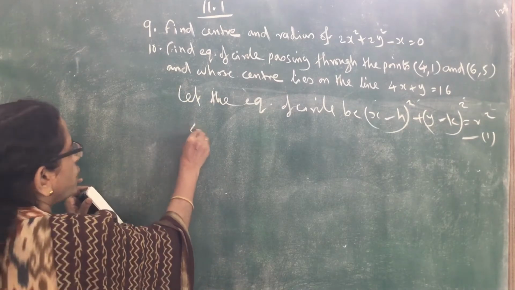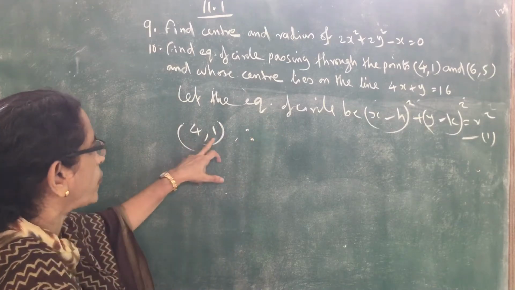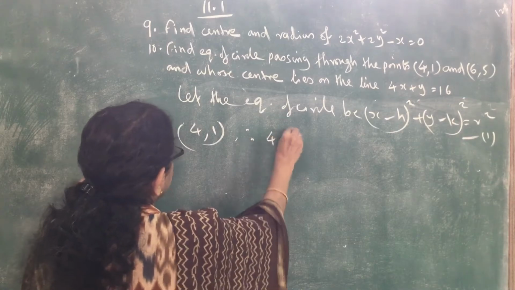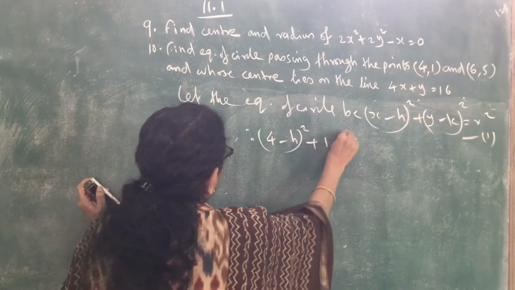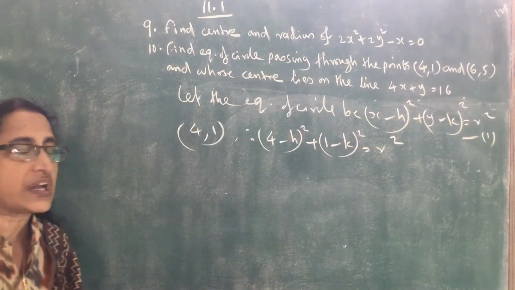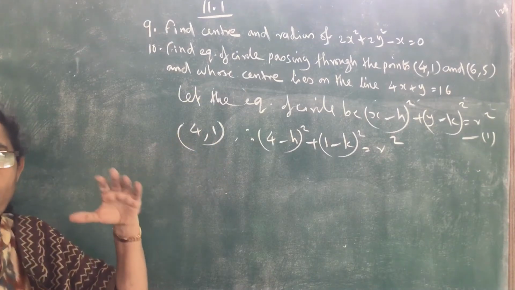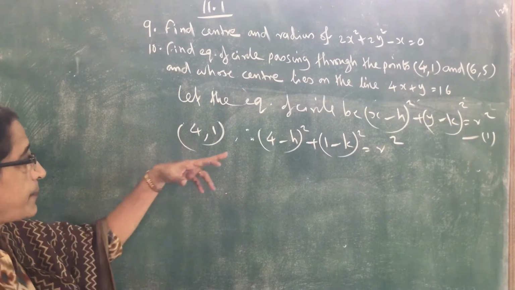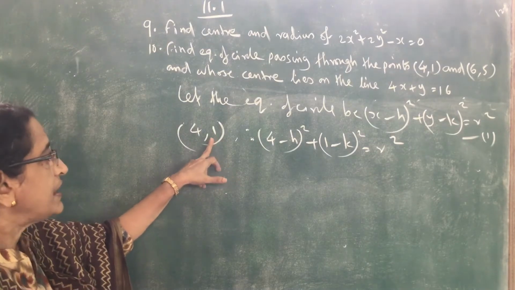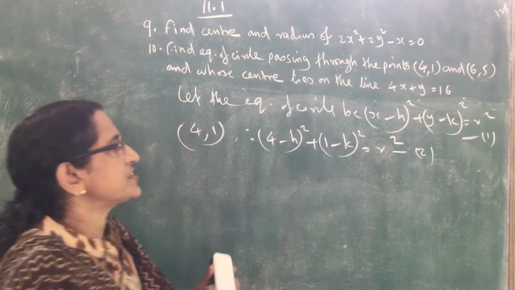So it passes through (4, 1). Therefore we substitute x equal to 4, y equal to 1 in the equation. That is (4 minus h) whole square plus (1 minus k) whole square equal to r square. One equation we got. In the place of x we substitute 4, in the place of y we substitute 1. So we got this equation. Name that equation 2.